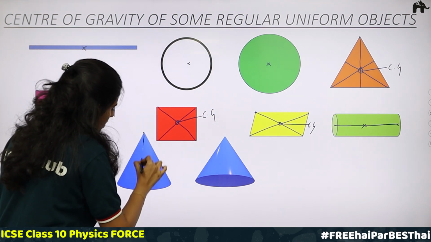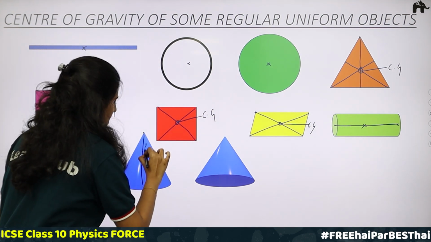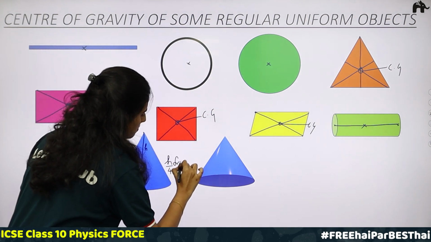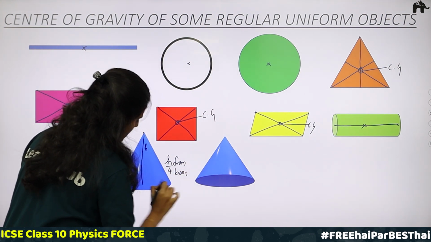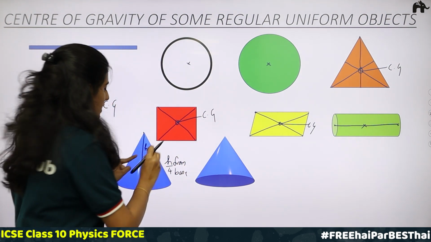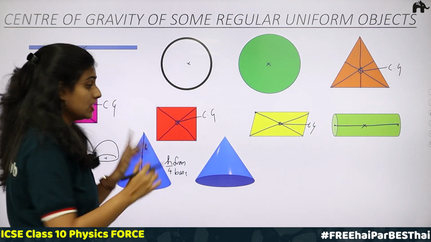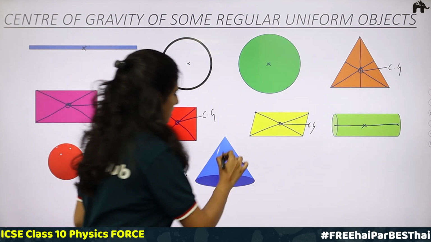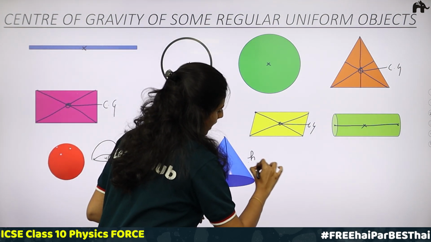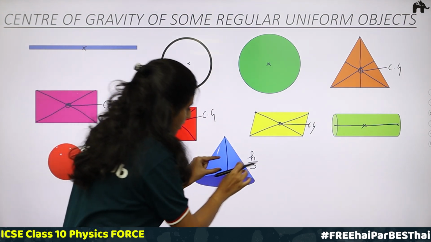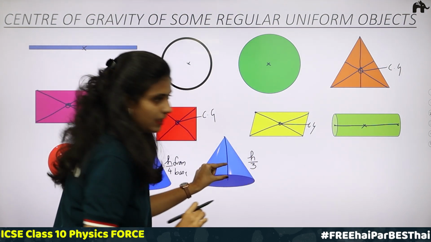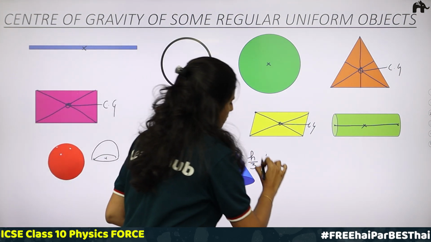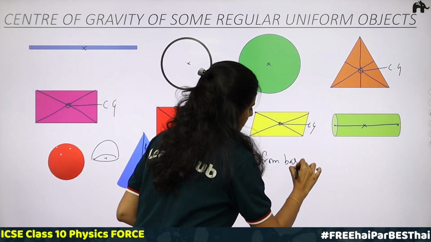This is the total height of the cone. Okay, height is taken as h. Then the center of gravity will be at a height h by 4 from the base. Okay, this is your base. From the base, you have to measure h by 4. At that point, you will be getting the center of gravity for a solid cone. Now, when it comes to a hollow cone, to find the center of gravity, this is the required height. Then h by 3. Height by 3. You have to measure from the base. Okay, from the base, by measuring h by 3, you will be getting the center of gravity. H by 3 from the base.